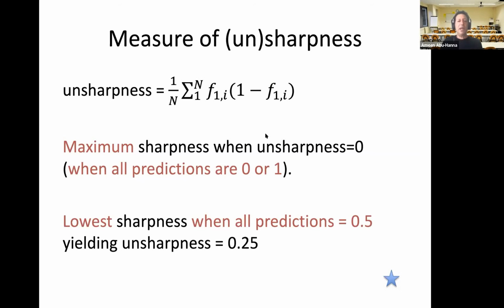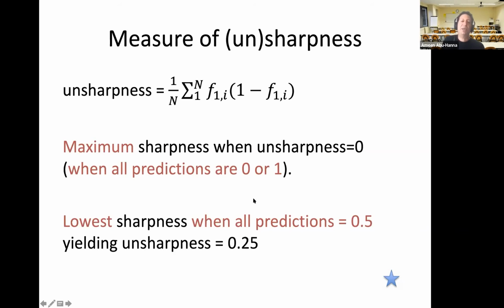So it's a simple measure. For every patient, you look at the prediction of being 1 and being 0. It's 1 minus the prediction. It's a measure of variance, right? So if all your predictions are 0 or 1, this term is always 0, right? It's either 0 multiplied by something, or 1 minus 1, which is 0 multiplied by something. It's an unsharpness. So you will be maximally sharp if this is close to 0.